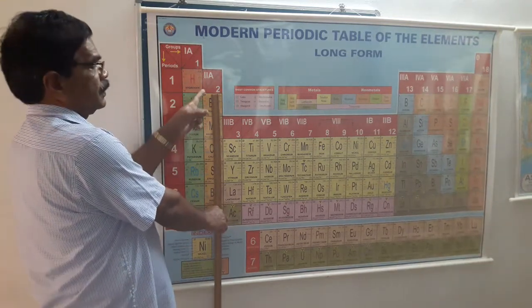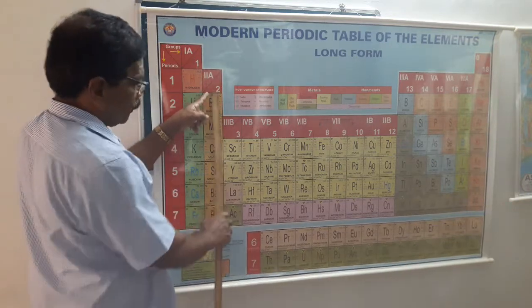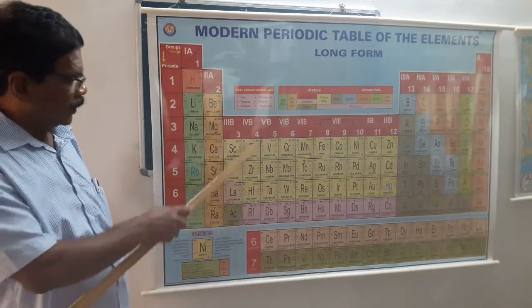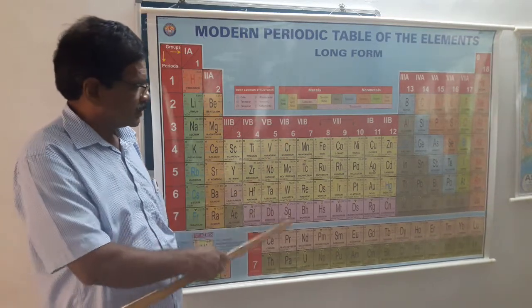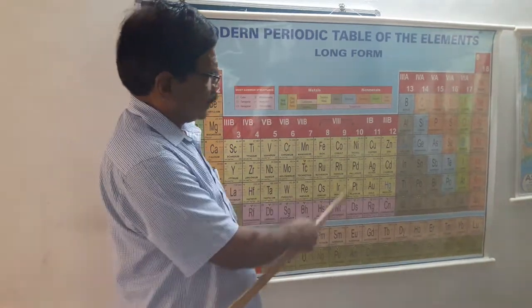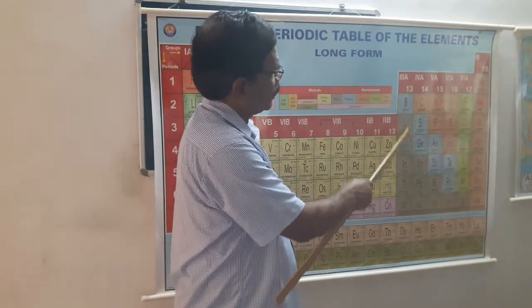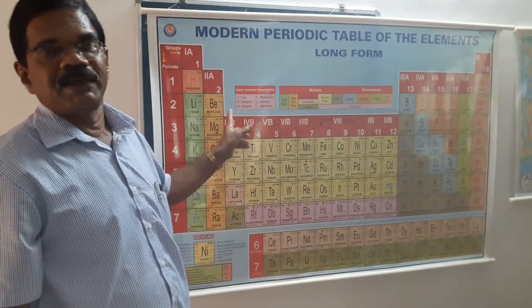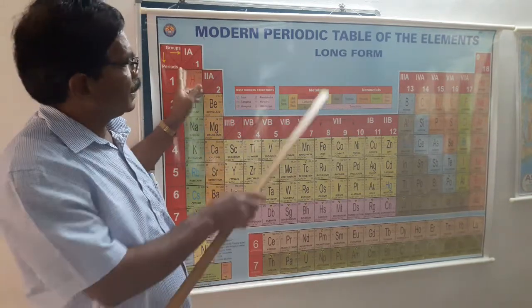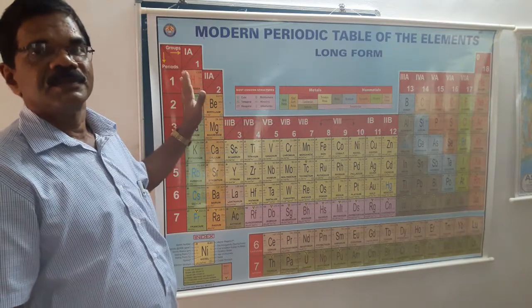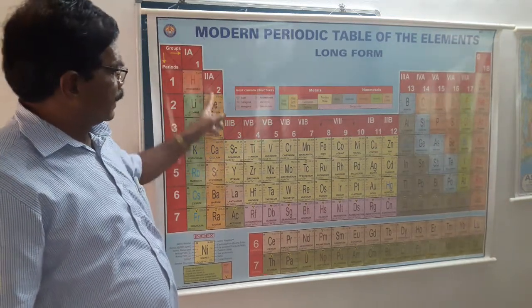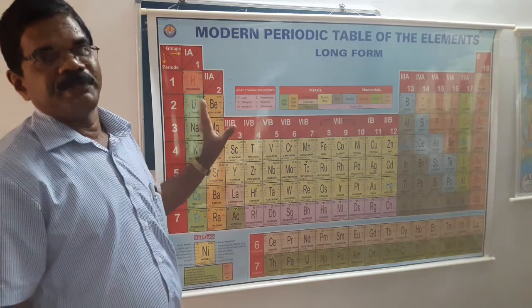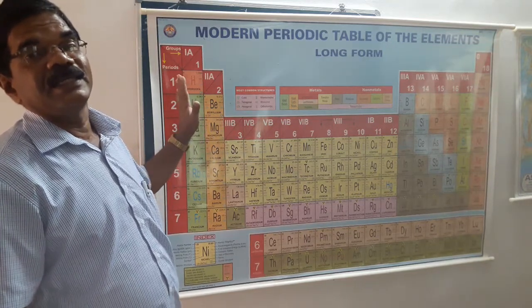When you say vertical column, you look from the top to the bottom, not a single element. This is the third vertical column, fourth, fifth, sixth, seventh, eighth, 9th, 10th, 11th, 12th, 13th, 14th, 15th, 16th, 17th and 18th. In the modern periodic table, you can see 18 vertical columns. These 18 vertical columns are known as groups. So, in the modern periodic table, there are 18 groups.